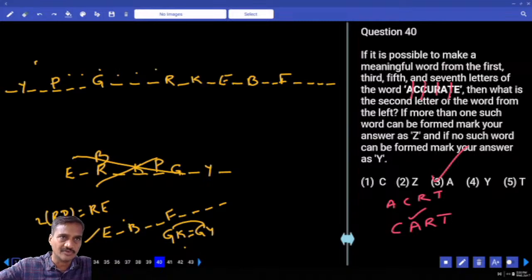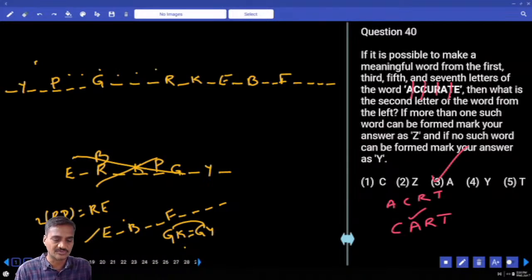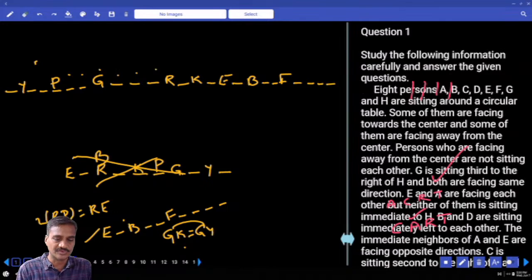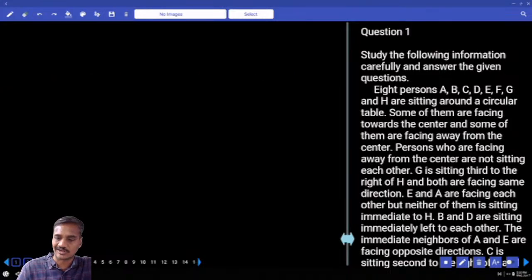Then now we are left with the first set. Let us start with the first one. Now in the first one, question numbers 1 to 4, there are 8 persons: A, B, C, D, E, F, G and H. They are seated around a circular table.